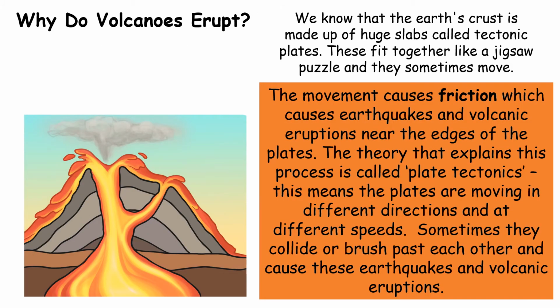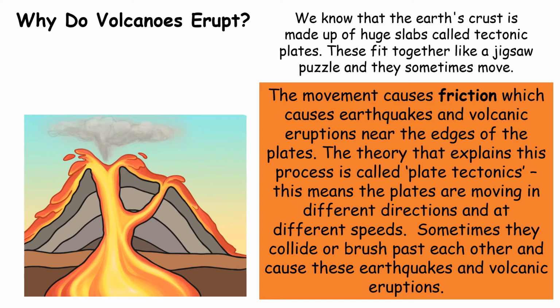Okay, so why do they erupt? We know that the Earth's crust is made up of huge slabs, like a jigsaw puzzle, of plates called tectonic plates. There are 17 major plates around the world, and they move and shift. The movement of these tectonic plates causes friction, which causes earthquakes and volcanic eruptions near the edge of the plate. The theory that explains this process is called plate tectonics, and this means that the plates are moving in different directions and at different speeds.